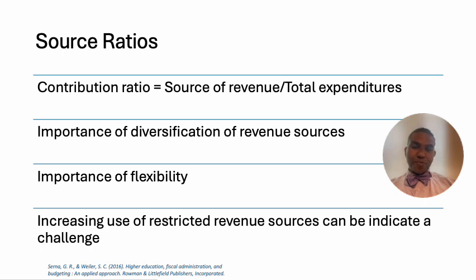Because again, with restricted funding, you can only spend it on certain things, but you may have other things that cost money. And if all your money is restricted, even if you have, let's just say, enough total money to pay for something, but you can't use that money to pay for it, then it's almost like not having it.